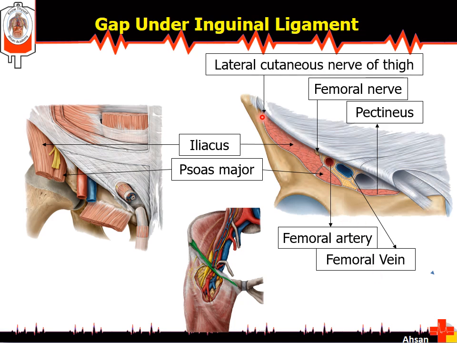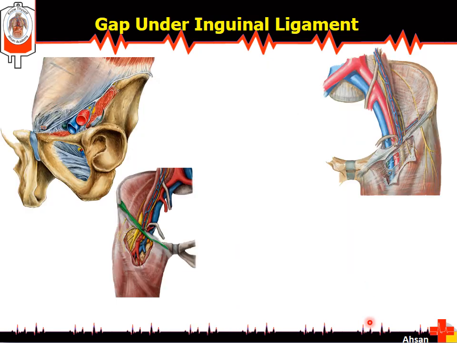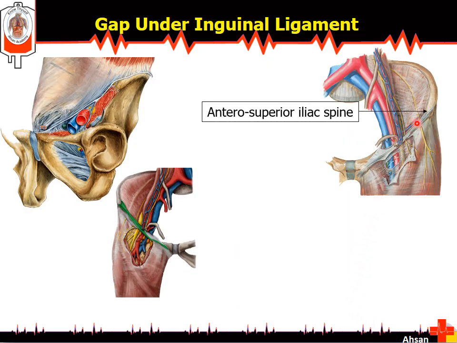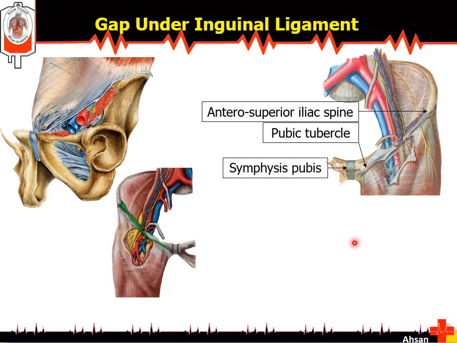The lateral cutaneous nerve of the thigh also runs under the cover of this ligament. And this is the anterior superior iliac spine. This one is the pubic tubercle. This is the inguinal ligament, and this is the symphysis pubis. The points are the anterior superior iliac spine and the upper part of the symphysis pubis.